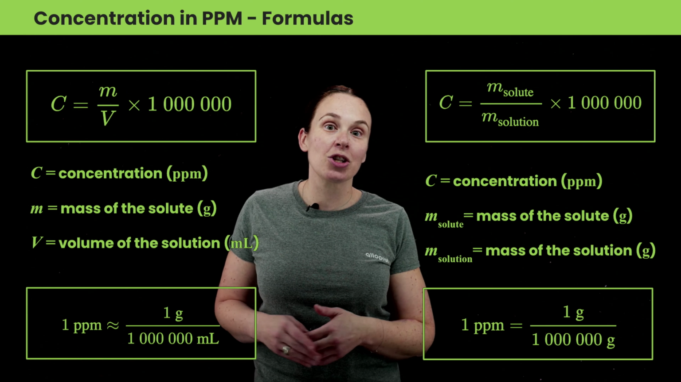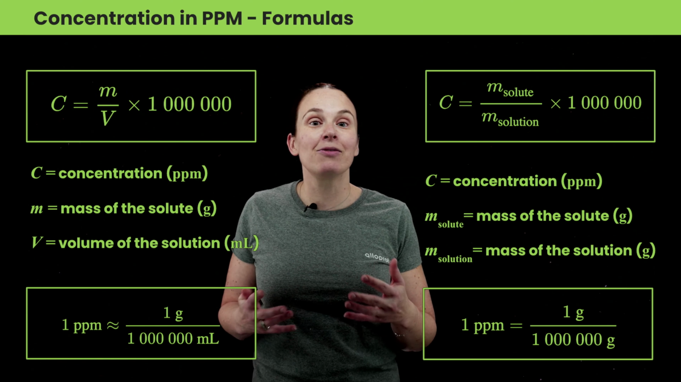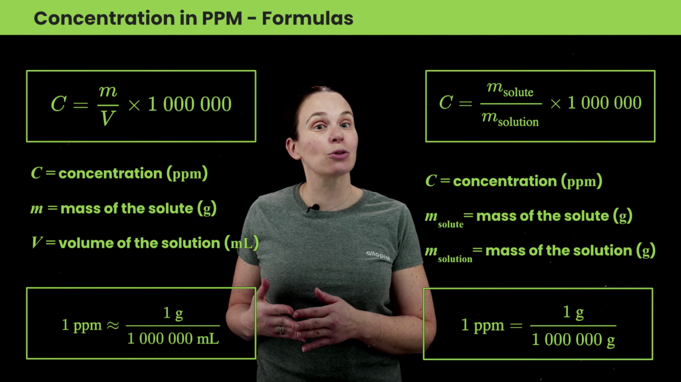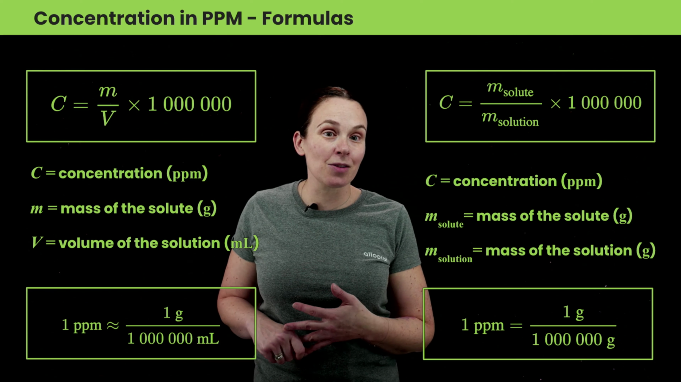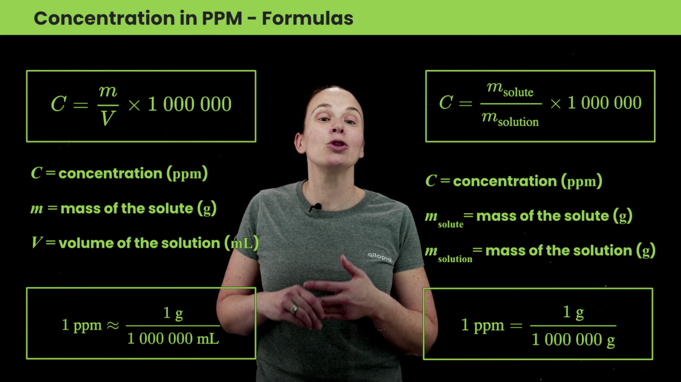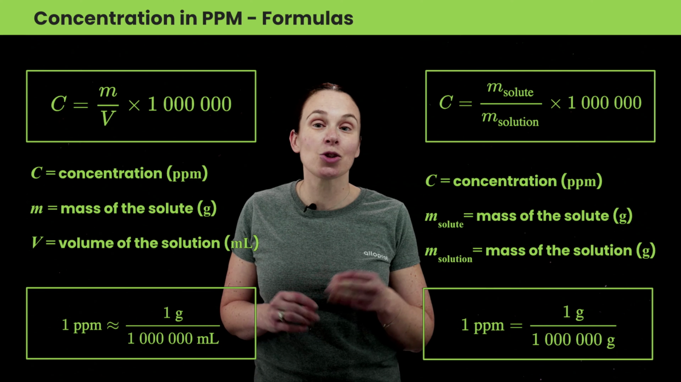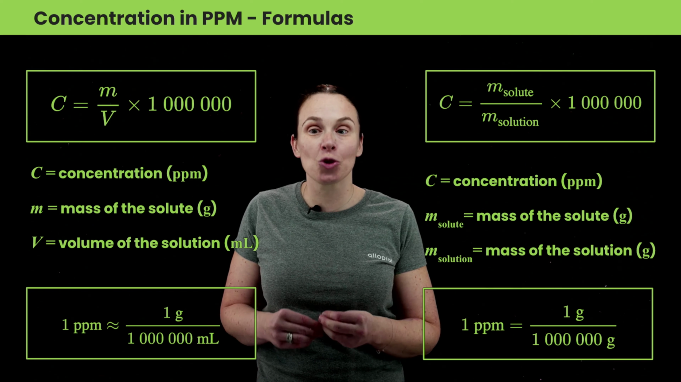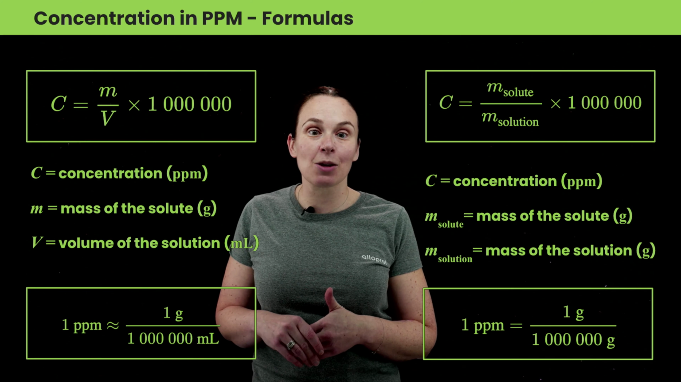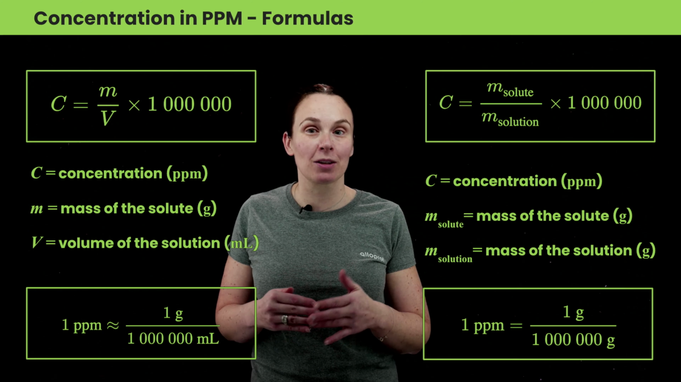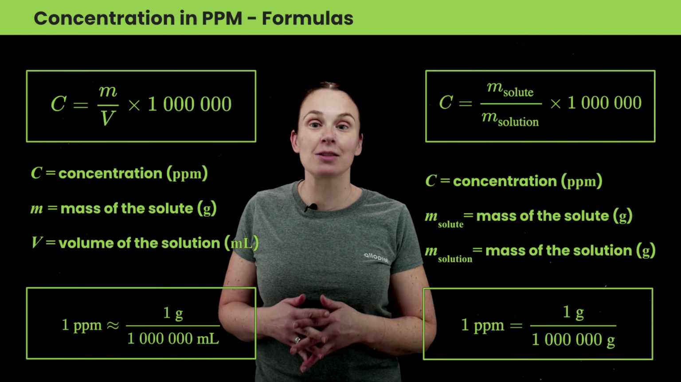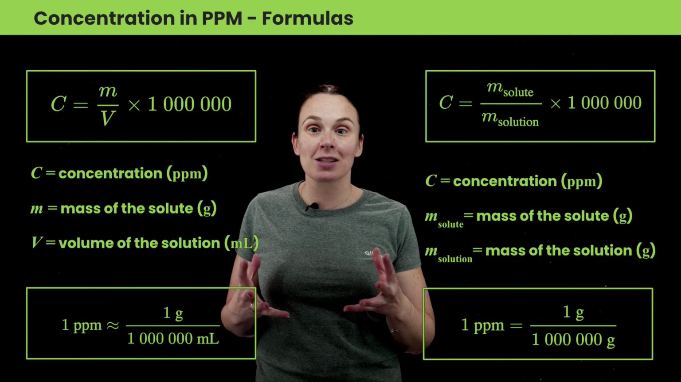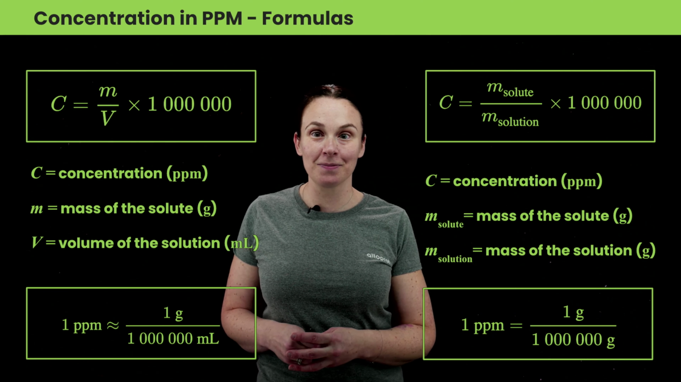So our concentration is the mass of the solute divided by the mass of the total solution times 1 million, where our concentration is in ppm, our mass of the solute is in grams, and our mass of the solution is also in grams. So units of measurement, again, super important. So 1 ppm is equal to 1 gram over 1 million grams. So we have our aqueous solutions and our other solutions. 2 very different formulas, but at the same time calculating that concentration.